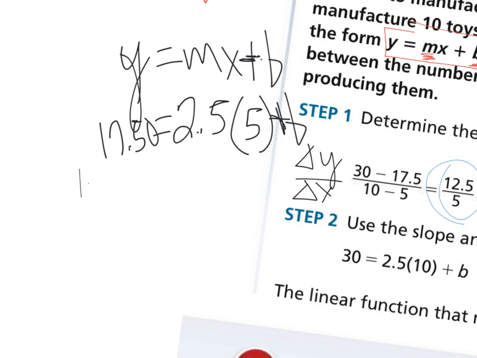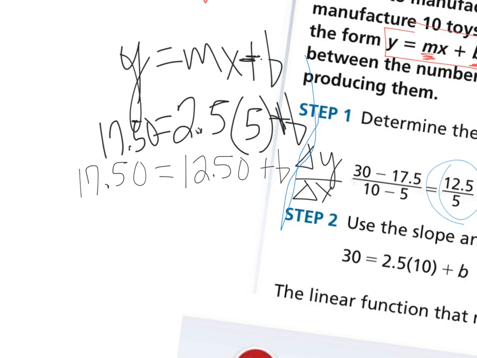Okay, we can simplify this a little bit here. Over on the right side, 2.5 times 5 should be $12.50, or 12.5. And then if we were going to solve this for b, what would we have to do? We're going to get that b by itself. Subtract. Good. They're adding, so we subtract.